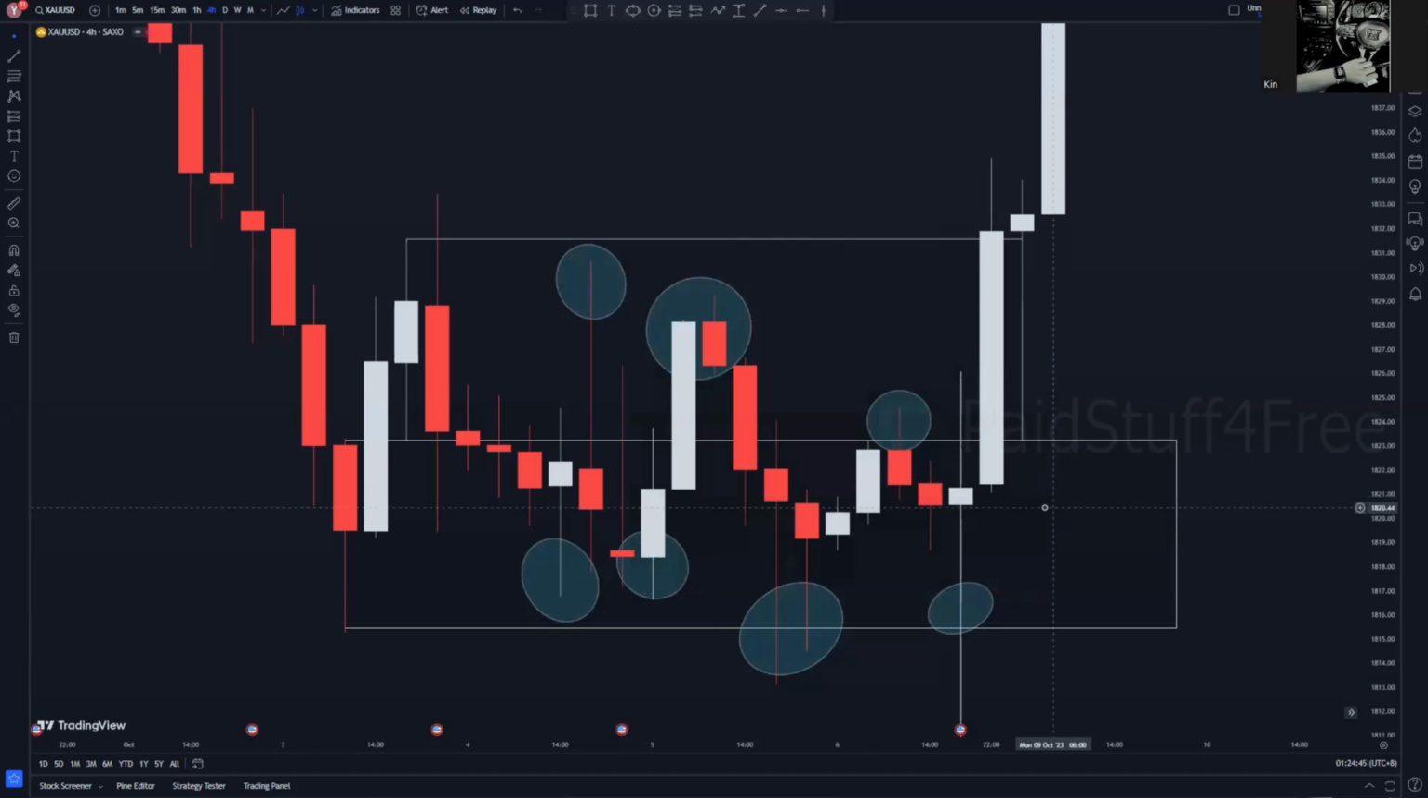So be flexible with the zone. There is no fixed zone. There is no such thing as this zone being the best zone to mark and this zone being a weak zone. No such thing.